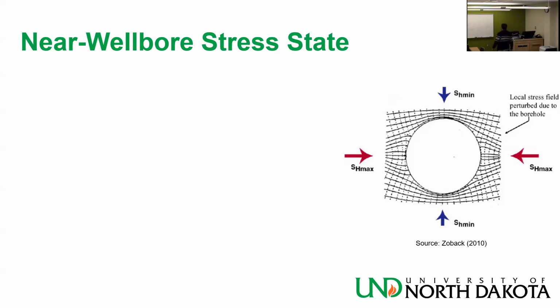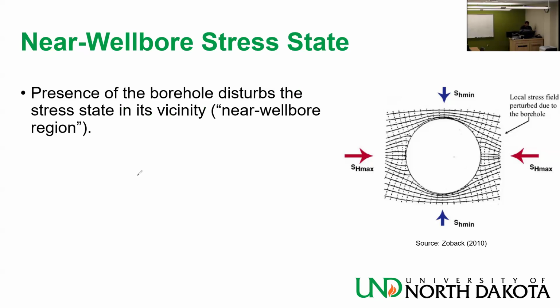We call them the far field stresses. They do play a role, but if I go next to the well, it doesn't mean that the stress field will be SV, SH max, SH min. It will be something else that depends on other things, including SV, SH max and SH min. And then as I go away, the stress field becomes more and more SV, SH max, SH min. Because the presence of the wellbore disturbs the surrounding stress field, basically. We call this the near wellbore stress state.